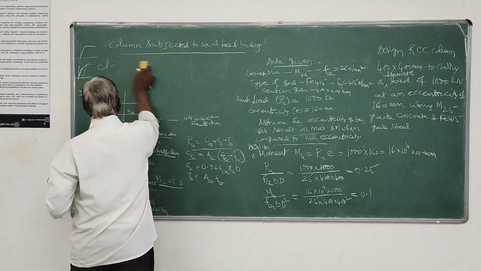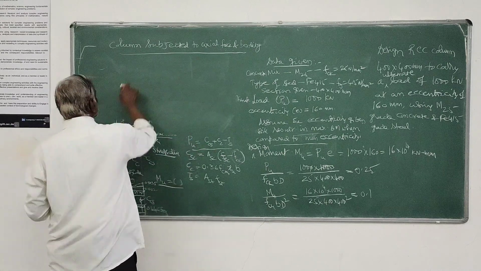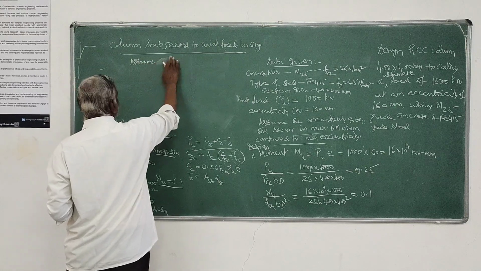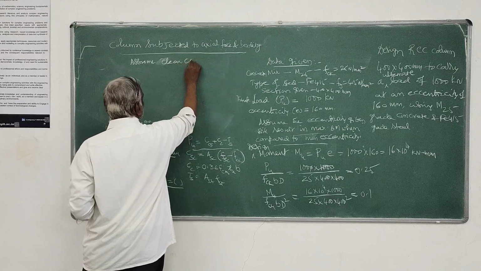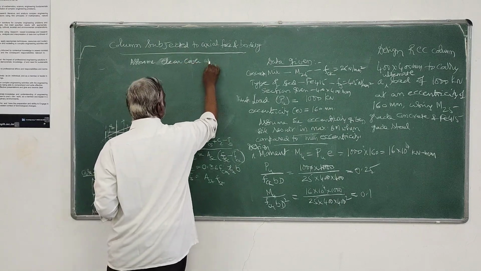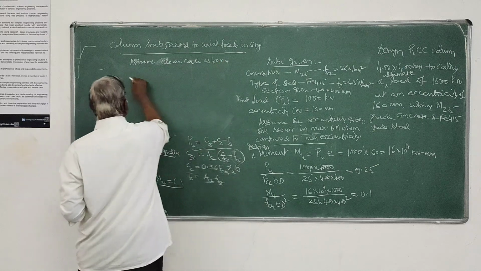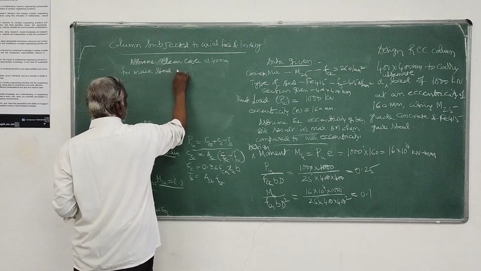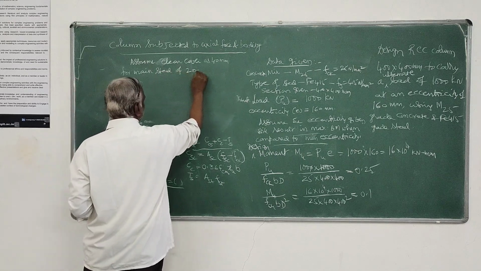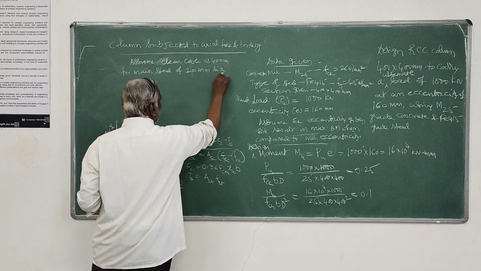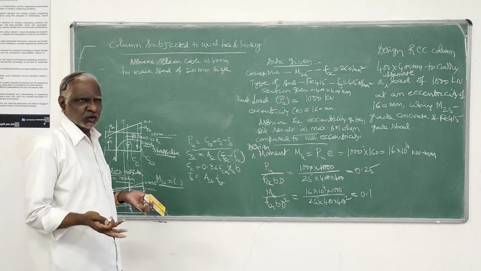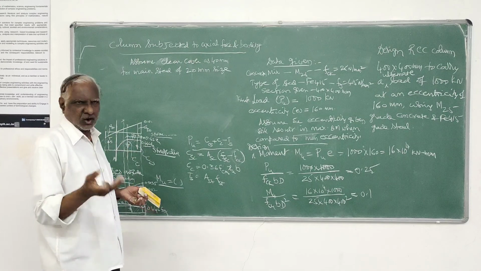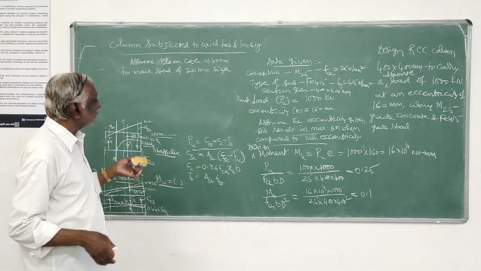So next, assume effective, assume clear cover as 40 mm for main steel, main steel of 20 mm size. I assume 20 mm thereby. That's up to you. You can assume starting from a minimum of 12 mm to 25 or even up to 40 mm if the load is heavy.